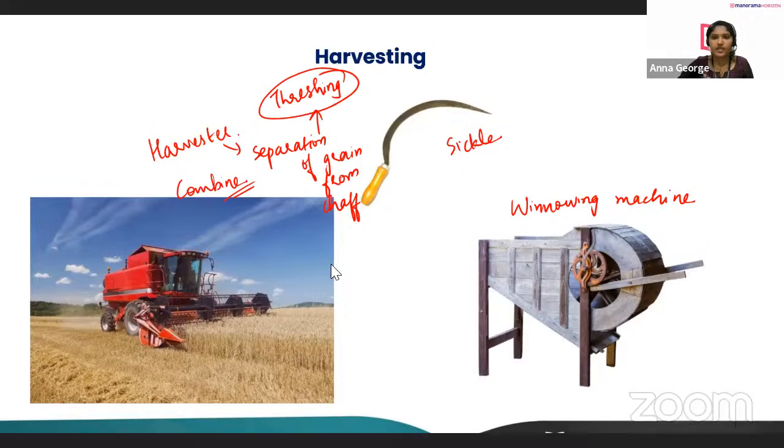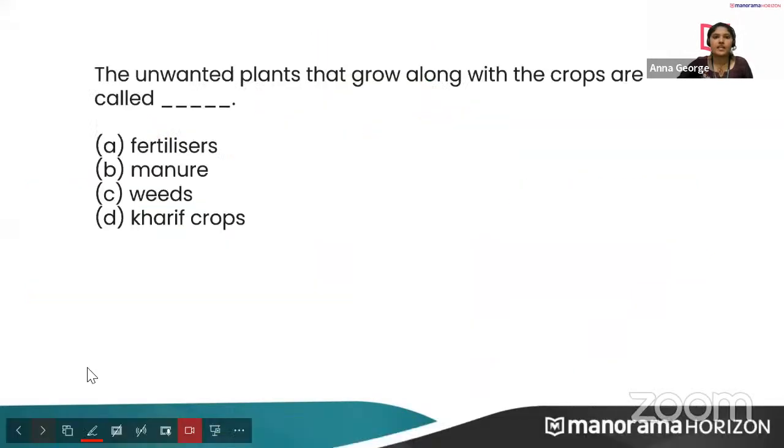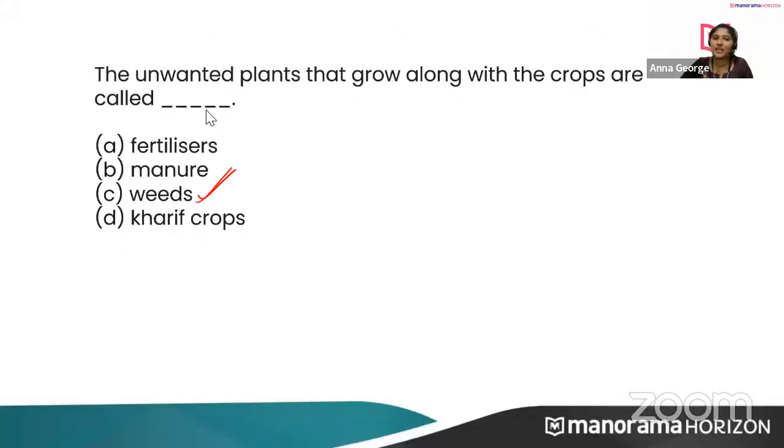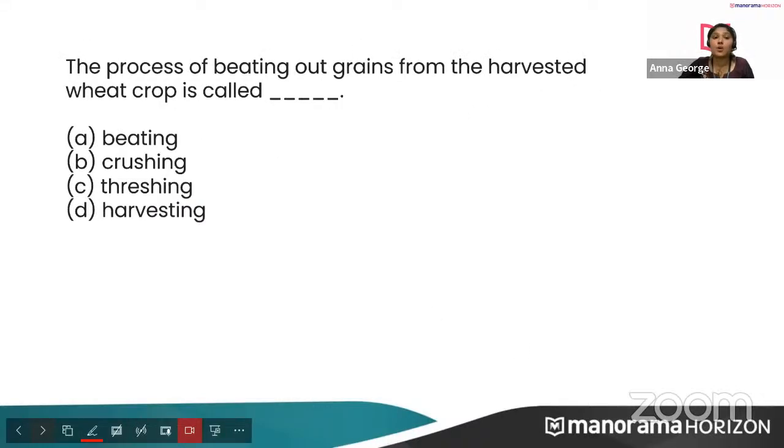So, the unwanted plants that grow along with the crops are called weeds. Very good. The unwanted or undesirable plants that grow along with the crops are called weeds. Now, the process of beating out grains from the harvested wheat crop is called, I don't even have to answer this question. You all know that, right?